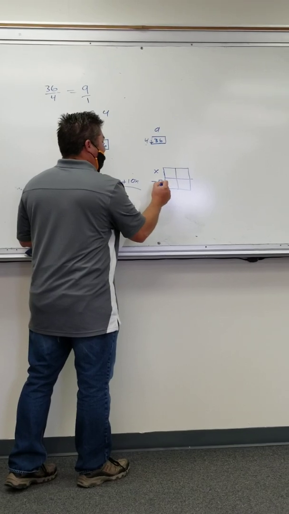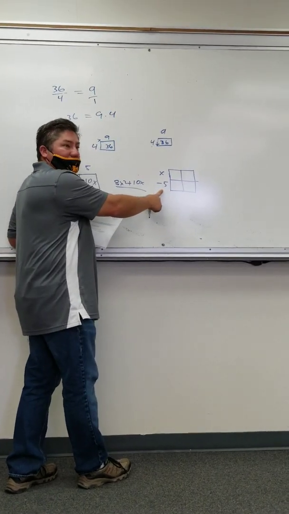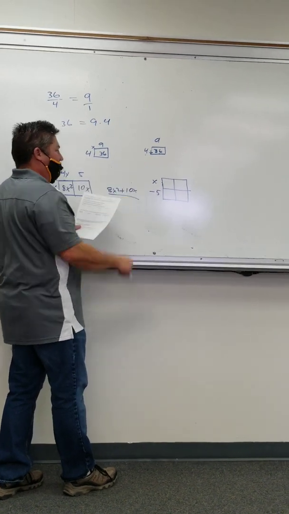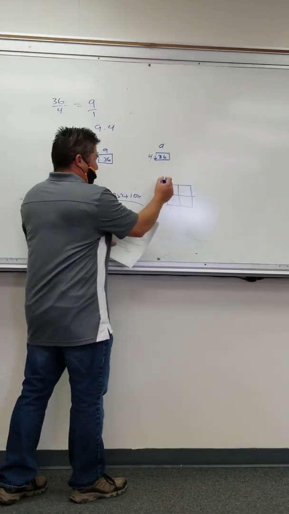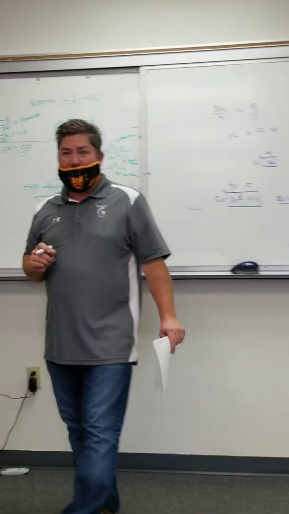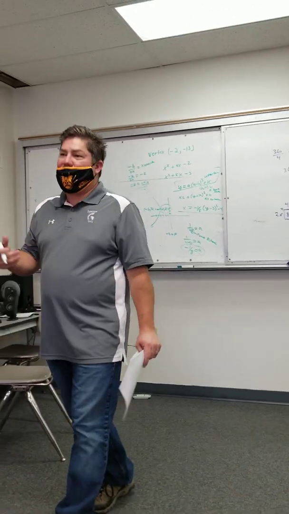X and negative 5. Notice he kept the negative with that 5. Very good, Jax. That's very important that you keep the negative there. Alejandro, what should I write on the top? X and -7. Again, he kept the negative with that. The negative is key, because that's going to do some multiplication as we go.